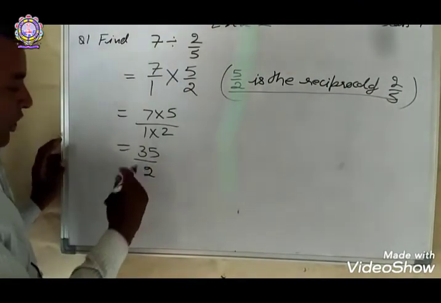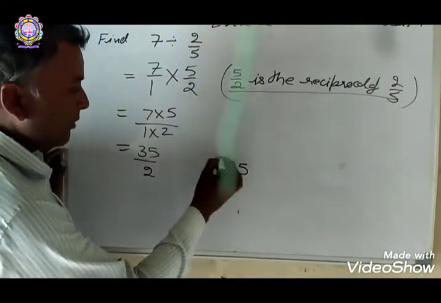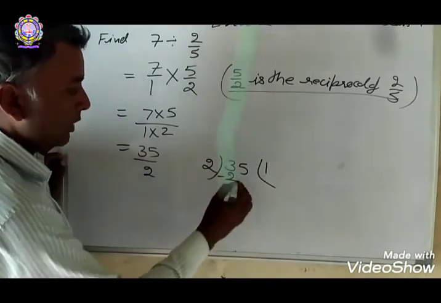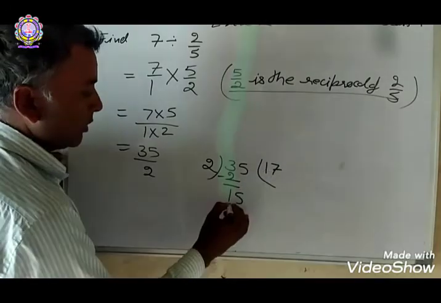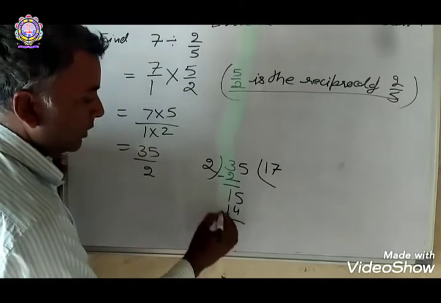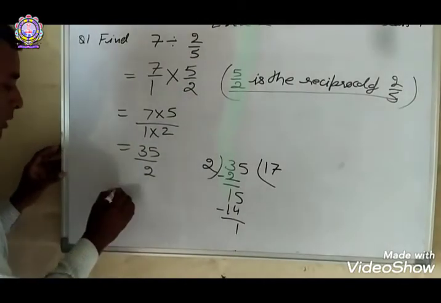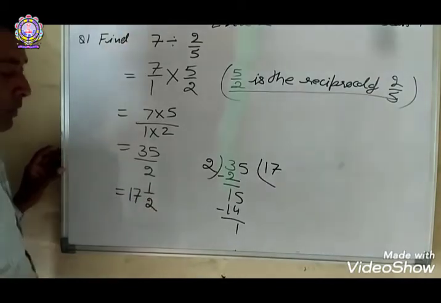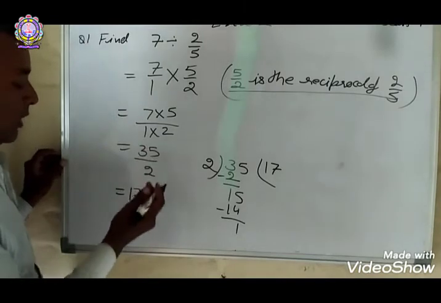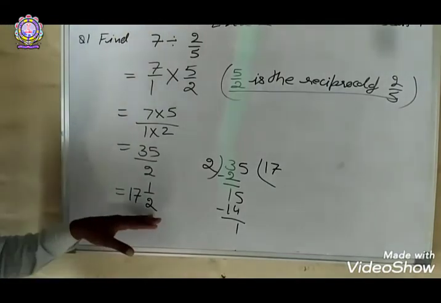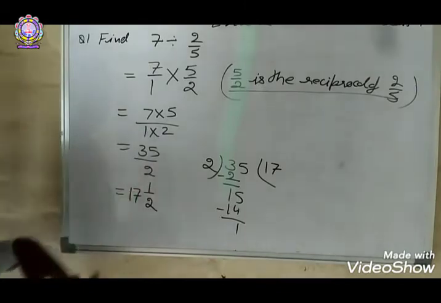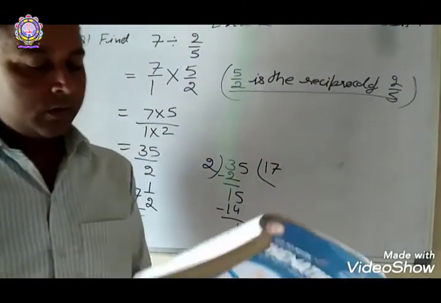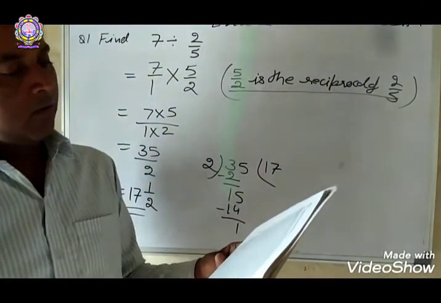So now change into a mixed fraction. So 35 divided by 2: 2 ones are 2, subtract, we get 1 and bring down 5. 2 sevens are 14, and then subtract, we get 1. So here 17 whole 1 upon 2. So this is the mixed fraction of 35 upon 2. When we change back, 17 twos are 34, plus 1 is 35, you get it. So same way, we solve the remaining questions on division.